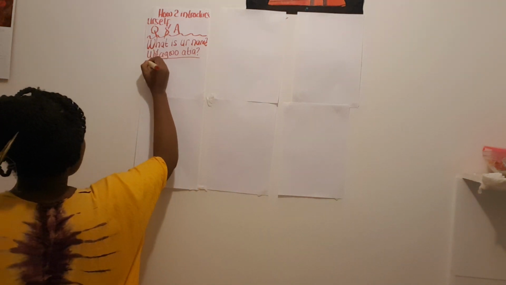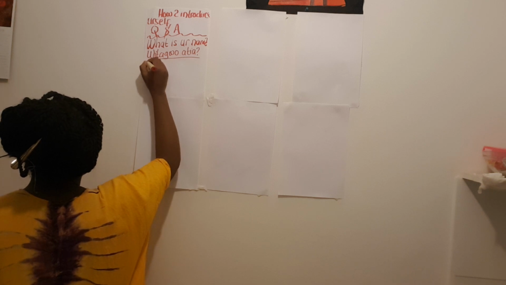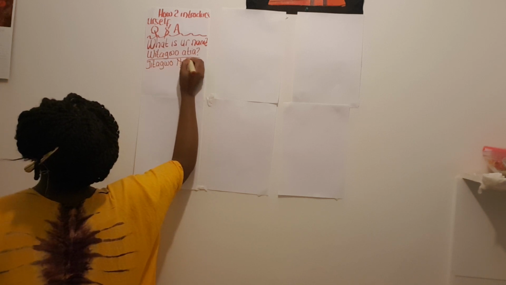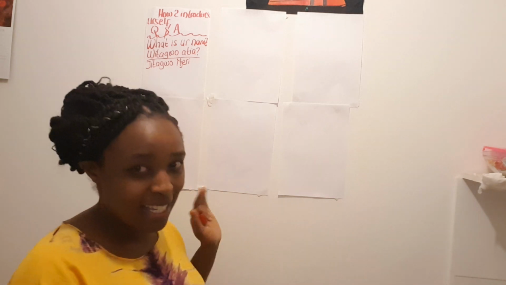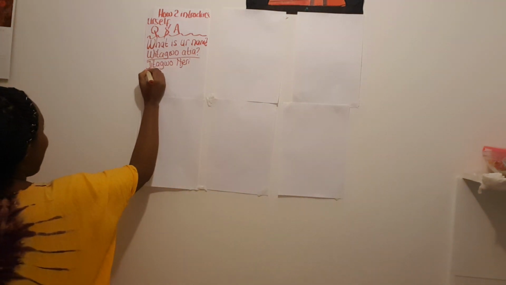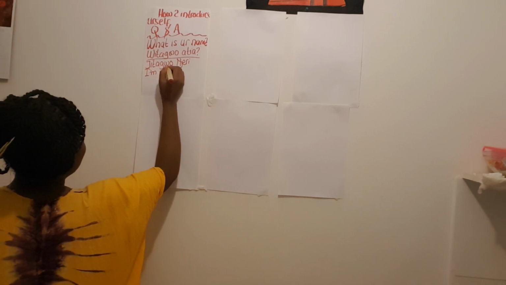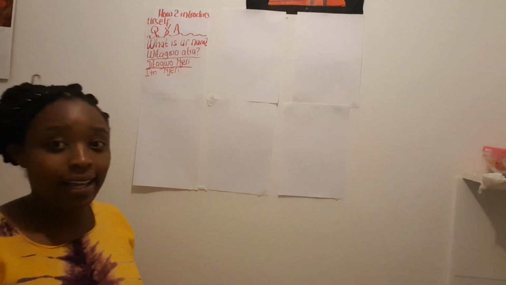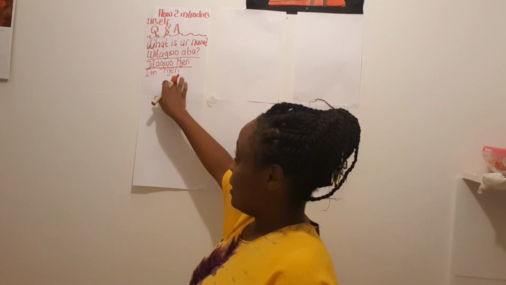Now, if I want to answer that, I say, Jetagwo Jerry. Remember, Jerry is a Kikuyu name, very common in the Kikuyu tribe, and that's why I just used the name. Jetagwo Jerry. I'm Jerry. Or you can answer that in another style and say, my name is Jerry.